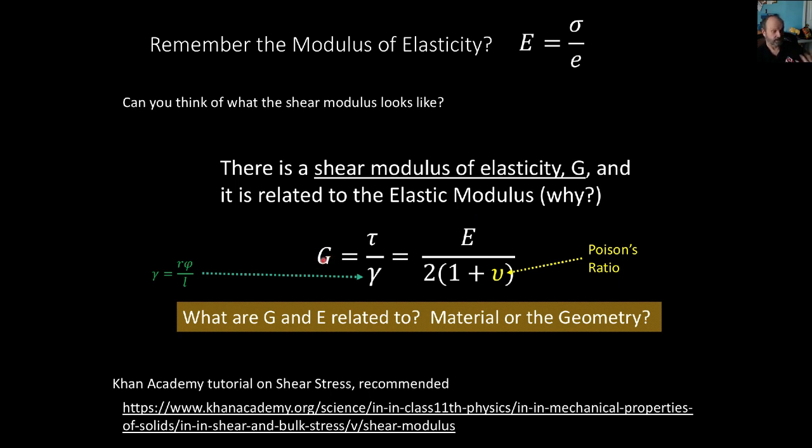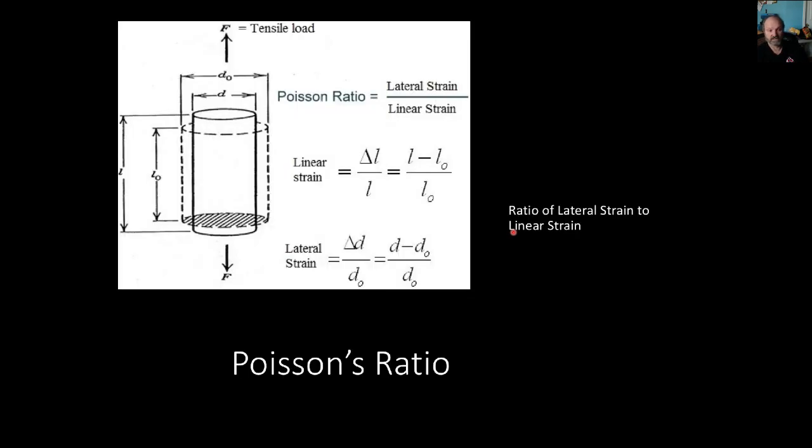You've got to stay in the elastic region of the material. They're related to each other, as you'd expect, and so they've come up with this number called Poisson's ratio. So these are material properties, aren't they? They're ratios, so it's not about geometry, it's about the material, and that's why we do material testing, to come up with the material properties.